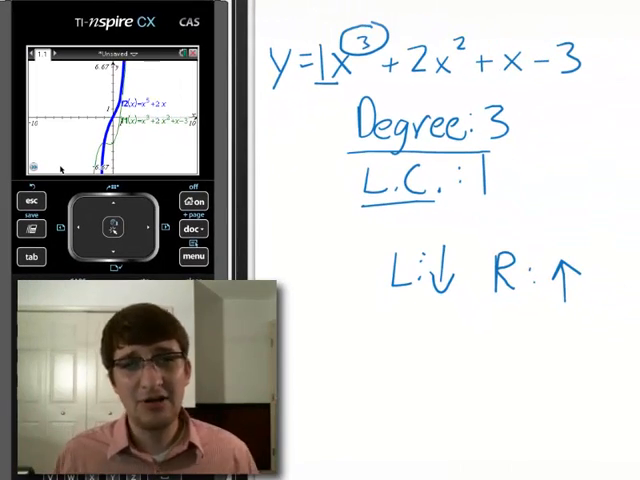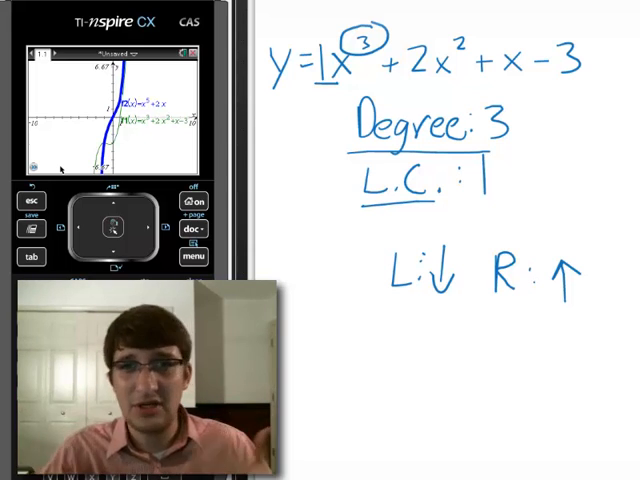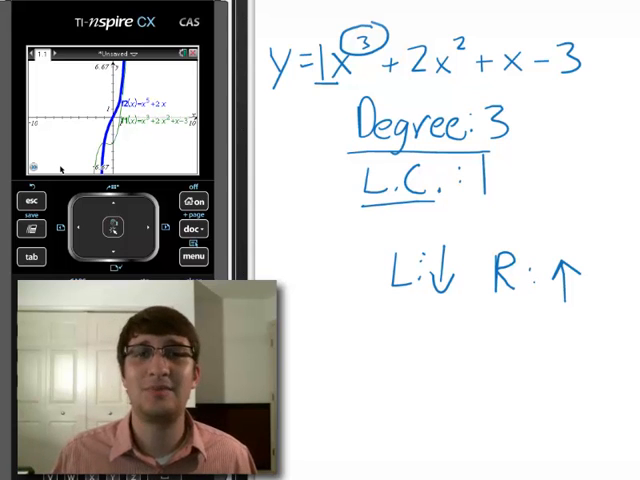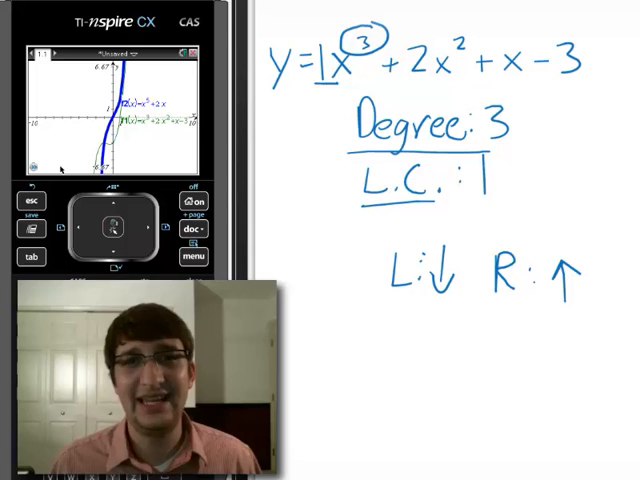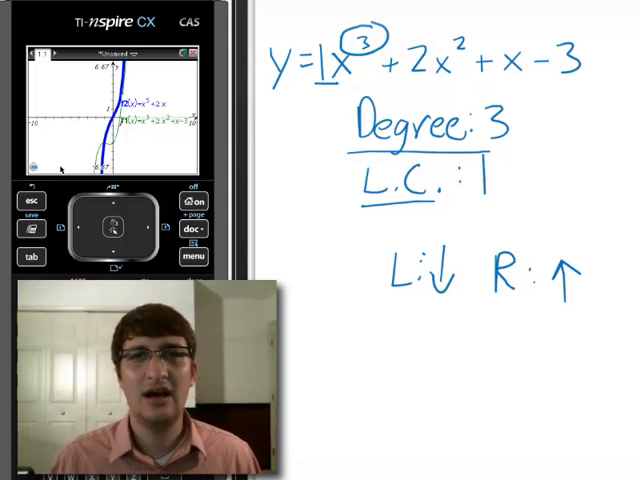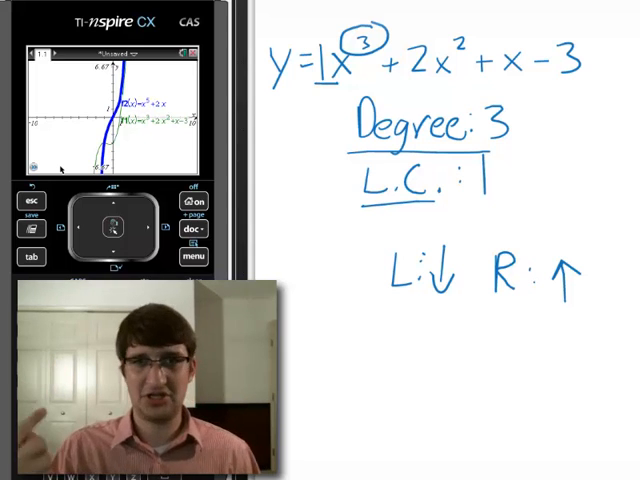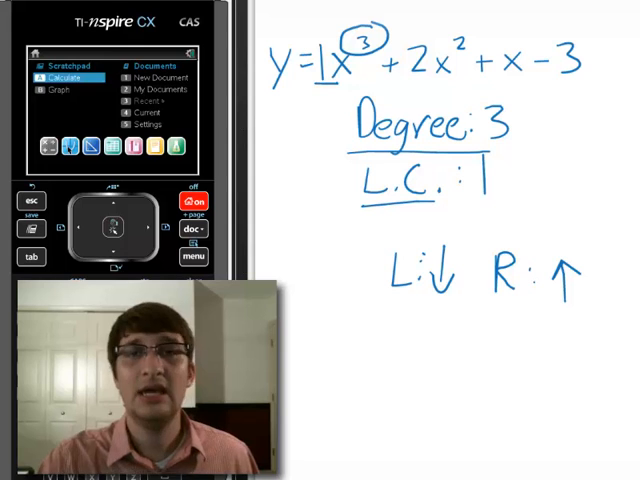Now, how could I, for example, get the right arm to go down and the left arm to go up, or switch the way the arms move? And you might have guessed it, that's where the leading coefficient comes in, okay? If I make the leading coefficient negative, you'll see that the arms switch completely, okay? So let me open up a new screen real quick and show you that.